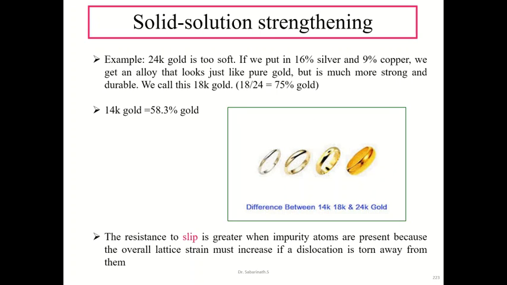So if we put in 16% of silver and 9% of copper, we will be obtaining an alloy that looks exactly like the pure gold, but the strength of that alloy will be higher and the durability will also be higher. So in a 14 karat gold, there is only 58.3% of gold, and the rest is copper and silver.